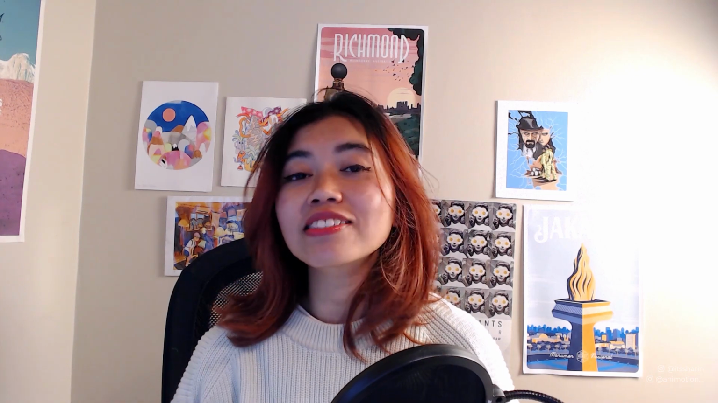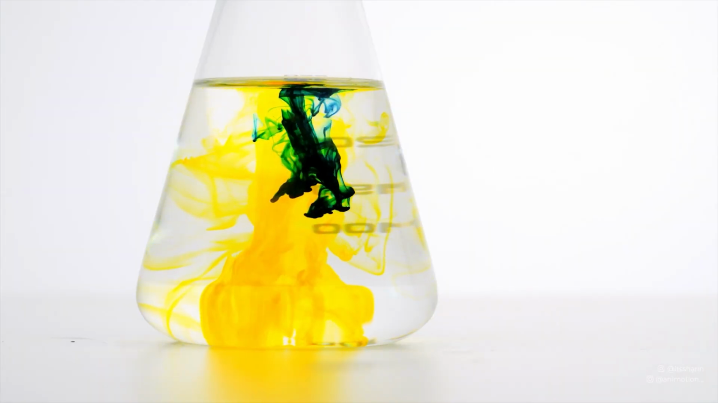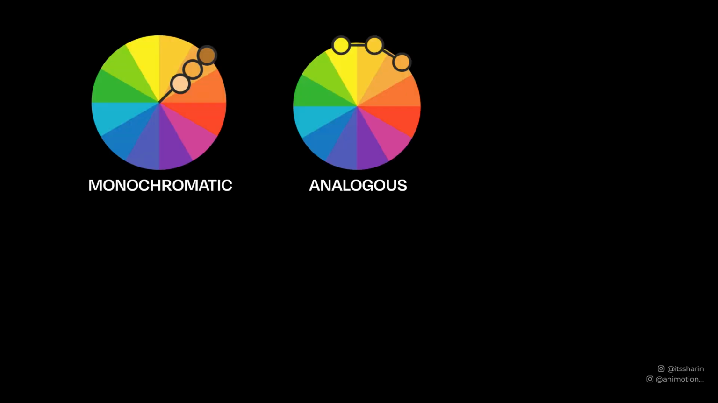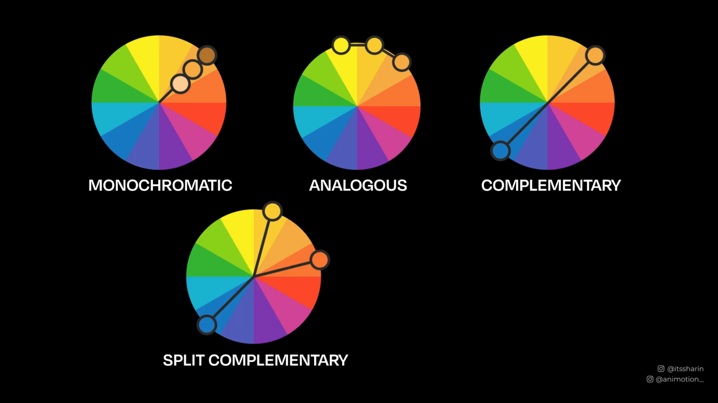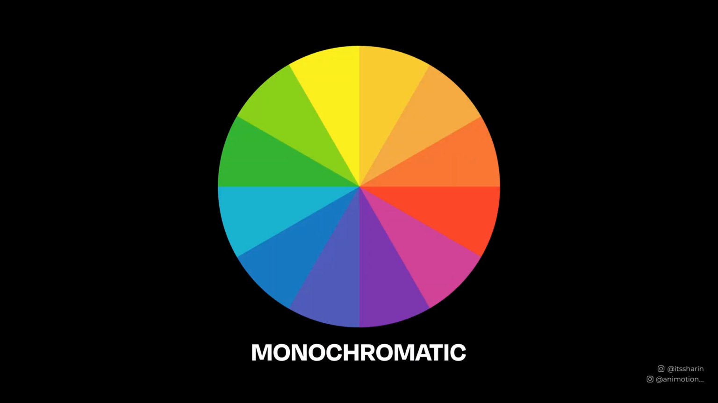And then the next thing is color harmonies themselves. It's a science-backed color theory, and there are a lot of different color harmonies. The first ones would be monochromatic, analogous, complementary, split complementary, triad, and there are probably more. To make things less confusing, today I'm just going to talk about monochromatic, analogous, and complementary. So let's start with monochromatic.